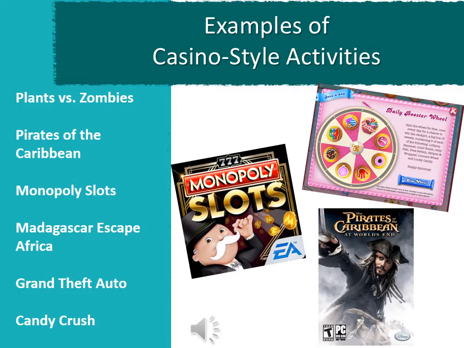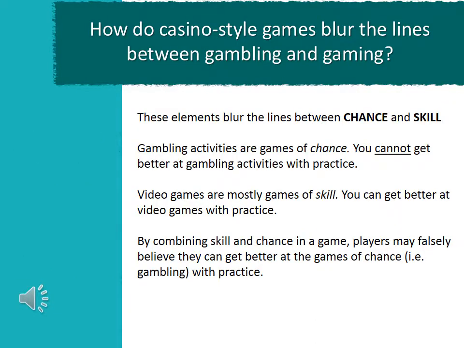This slide just presents some more examples of games that include casino-style activities. So how do these casino-style activities found in video games blur the lines between gambling and gaming? These elements blur the lines between chance and skill, which we explained in more detail in the first video. Gambling activities are games of chance. You cannot get better at gambling activities with practice.